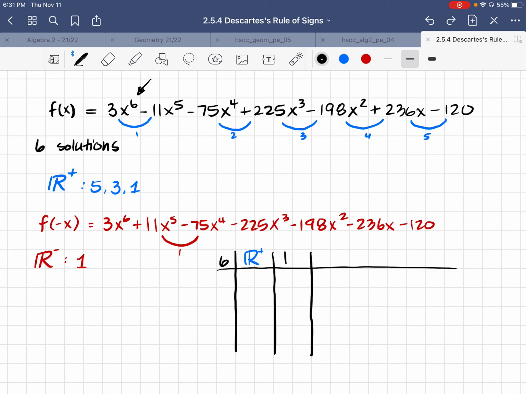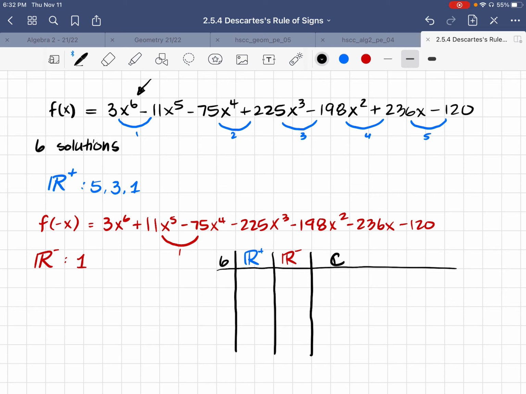Oops, let me change that to red. Sorry, want to keep things color-coded. Real roots, but then there's also one more type of root. So we have the real positives, the real negatives, and then we have our complex roots, the imaginaries, the i's. These are all the possibilities for roots when it comes to polynomial functions.